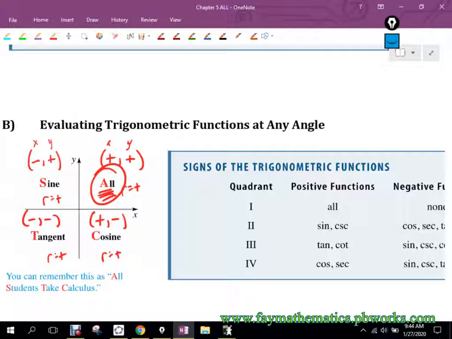However, you'll see that in a lot of textbooks. All students take calculus. If you want to remember other ways, that's fine. But this follows how we name our quadrants in that counterclockwise fashion. So that's how we go ASTC as we move around. Does that make sense? Okay.